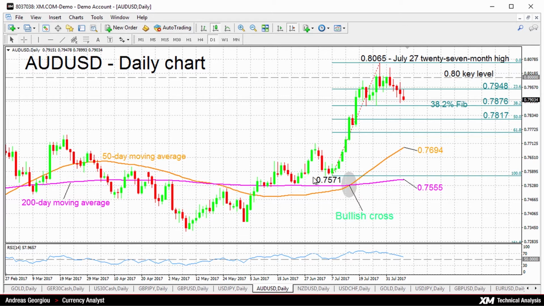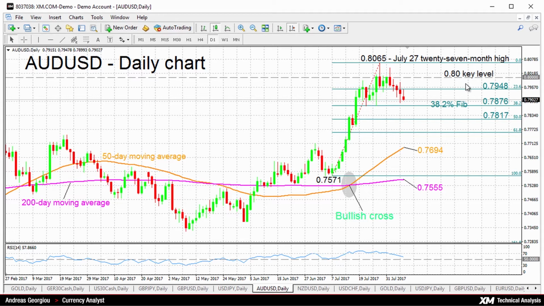Should the pair indeed continue declining, then the area around the 38.2% Fibonacci retracement level of the July 7 to July 27 up leg at 0.7876 could act as support. Should the price fall below this area, then additional support could come from the area around the 50% Fibonacci mark at 0.7817.